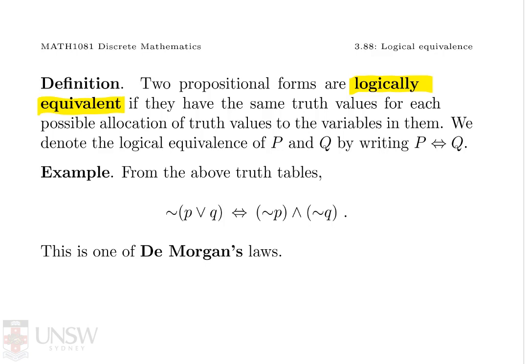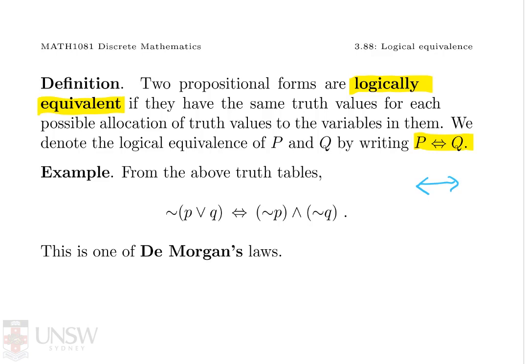We denote the logical equivalence of P and Q by writing this here, and I'll read that as P is logically equivalent to Q. As I've mentioned before, we will also be using this symbol here, but that will be different, so please don't mix up these two. I'll introduce that one later on, and I'll also discuss the connection between them. They are related, but they are not identical, and they should not be mixed up.